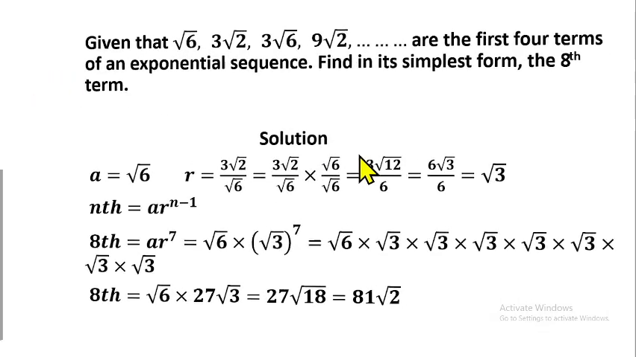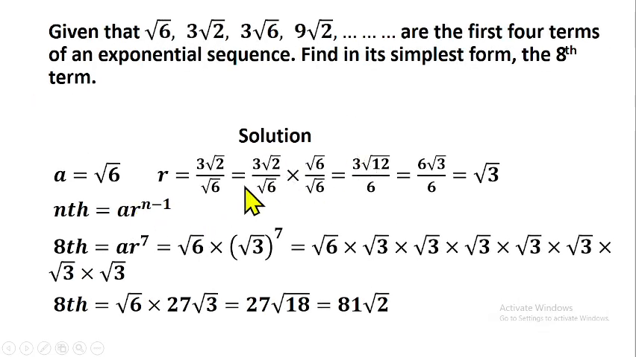Next question. Let's look at this question on surds that belongs to sequence. Given that root 6, 3 root 2, 3 root 6, 9 root 2, and so on, are the first 4 terms of an exponential sequence. First 4 terms. That means this is the first, second, third, and fourth. Find in its simplest form the 8th term. So we want to find the 8th term of this sequence.